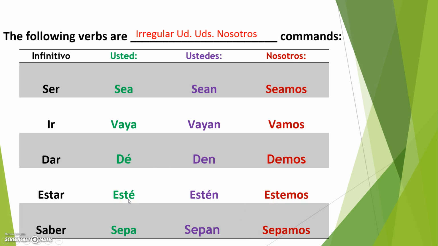Think about that. This and these have the T's, right? So I have to put an acento here to distinguish from este. Same thing with estén, have to make that distinguish. Lastly, saber goes to sepa, sepan, y sepamos. Your sides look very similar to your dishes.